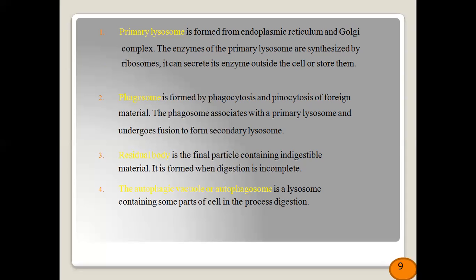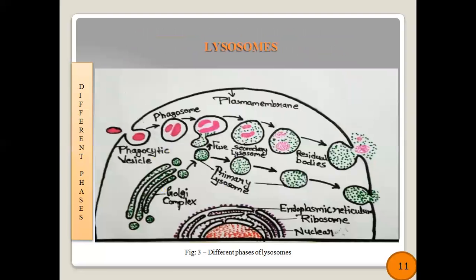The autophagic vacuoles or autophagosomes are lysosomes containing some part of the cell in the process of digestion. So these are the different phases of lysosomes.